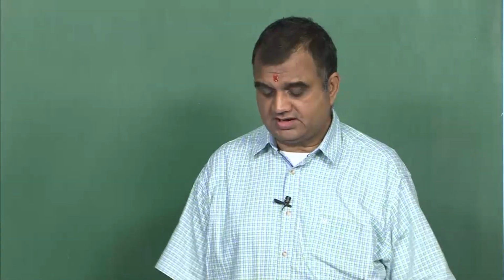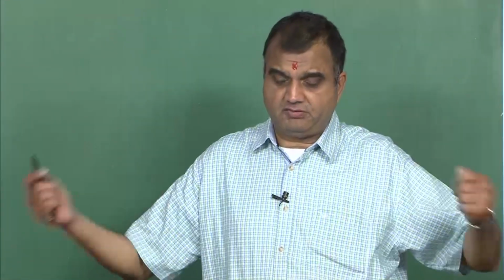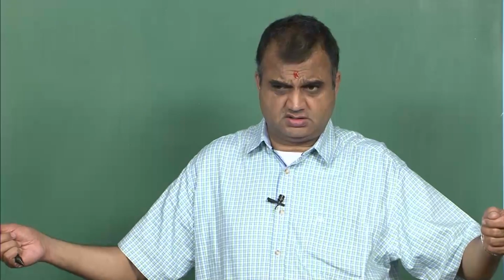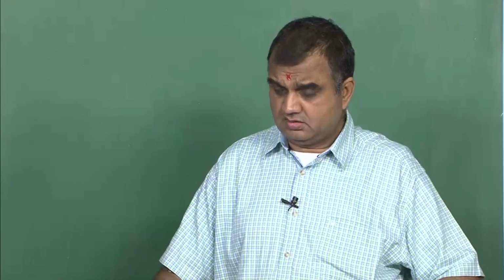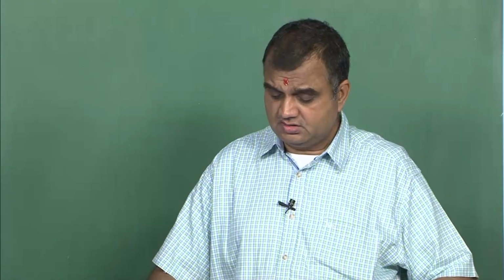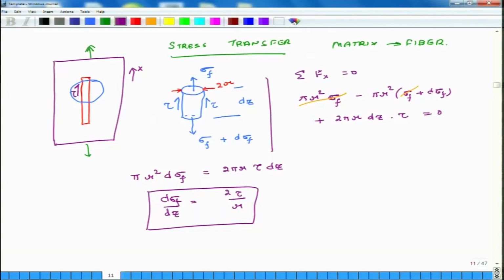Okay. So, what does that mean? If I have a very large fiber, a very thick fiber, that is its diameter is very large, then the stress which will develop in the fiber will develop very slowly, because d sigma f over dz is equal to 2 tau over r. So, if r is large, then stress will develop in the fiber very slowly. So, it is good to have as fine fibers as possible, okay. Then the rate of change of fiber stress will be fast.